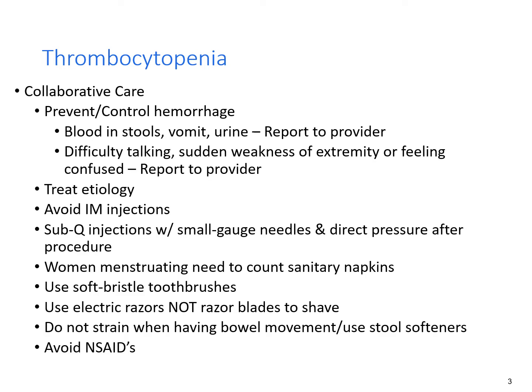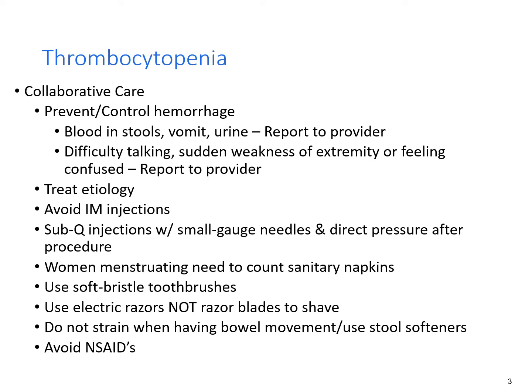Your collaborative interventions: what are you going to do? Control the problem. Whatever the problem is, you're going to control it. If it's bleeding, we're going to control the bleeding. So you're looking to see whether there's blood in the stools, the vomit, or the urine, and you're reporting that to the provider. You're looking to see if there's any difficulty talking, sudden weakness of an extremity, or feeling confused, and you're reporting all of that to the provider. You are treating the etiology. On that first slide, we talked about some of the things that could be the problem, so you are going to treat whatever that etiology is.